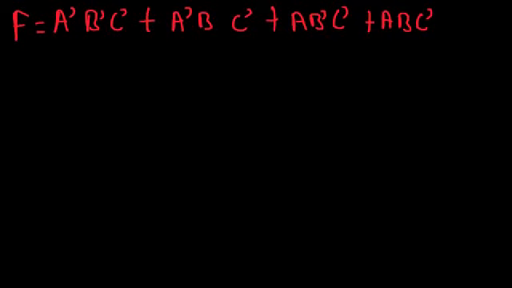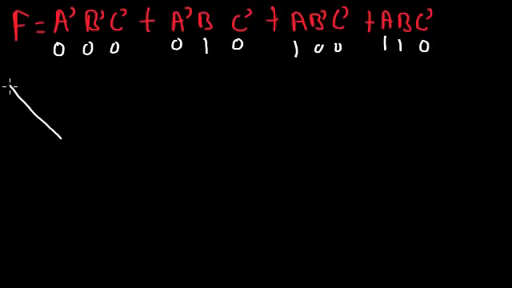So let's begin. First, we need to number each of these inputs as they occurred. The one with bar will be 0. The one with no bar will be 1. This will be 1, 0, 0. This will be 1, 1, 0. So right now I can draw my K-map.